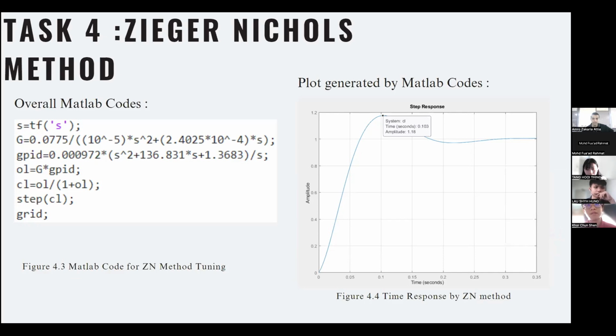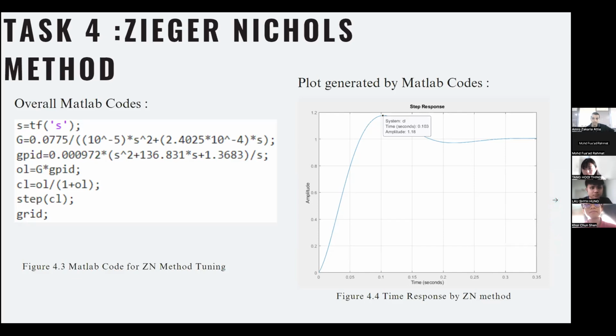From this plot, we can obtain two particular pieces of information, which is the time peak at about 0.103 with the amplitude of 1.18, which is the overall tuning gain from the Ziegler-Nichols method.